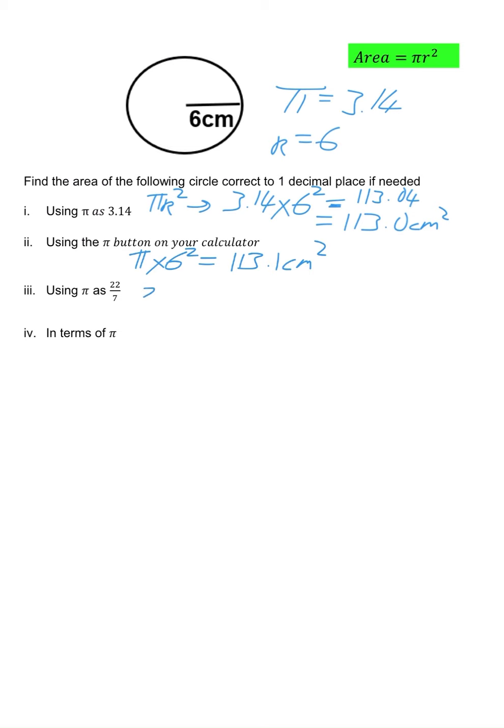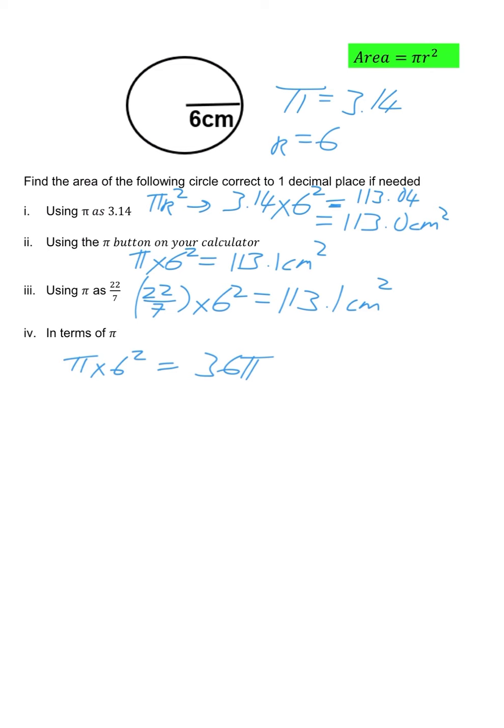Pi can also be used as 22 over 7. So you'll have 22 over 7 times your radius squared, so times 6 squared. And that would be equal to 113.1 centimeters squared. And then finally, you can be asked in terms of pi. So pi times 6 squared, that will just be 36 pi. So in terms of pi, you don't actually multiply out the pi.